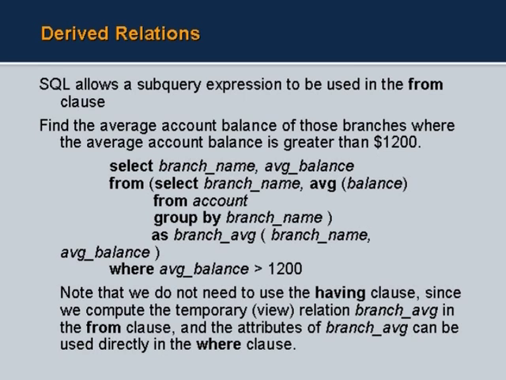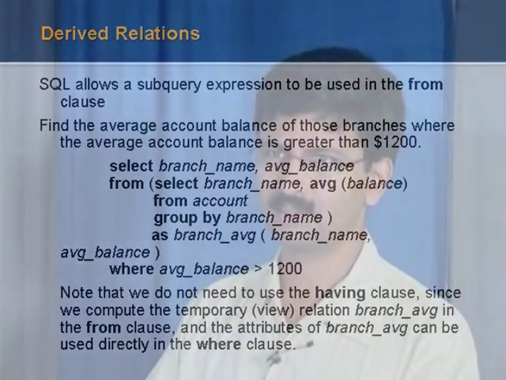This parenthesis ends here. So the subquery inside the from clause says: select branch name, average balance from account group by branch name. We have seen this query before. For every branch, what is the average? So that is the subquery, and now we are renaming it. We are saying as branch average, open bracket, branch name, comma, average balance.